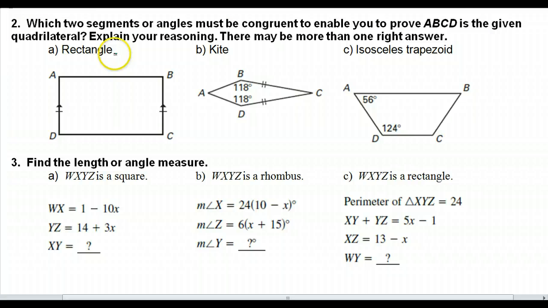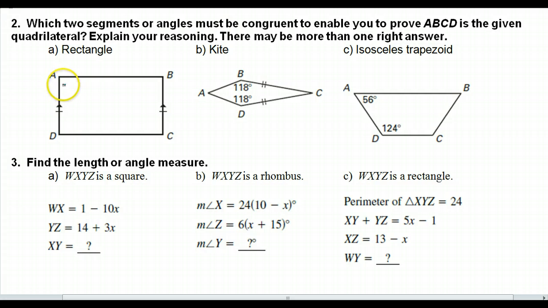Okay, which two segments or angles must be congruent to enable you to prove that ABCD is the given quadrilateral? Explain your reasoning. There may be more than one right answer. So, looking at this ABCD, we want to prove that this is a rectangle. Well, the definition of a rectangle is 4 90-degree angles. Yeah, that's one way to do it.